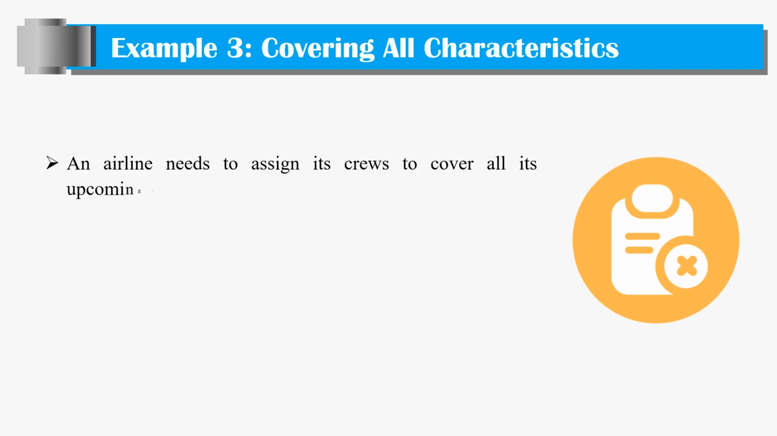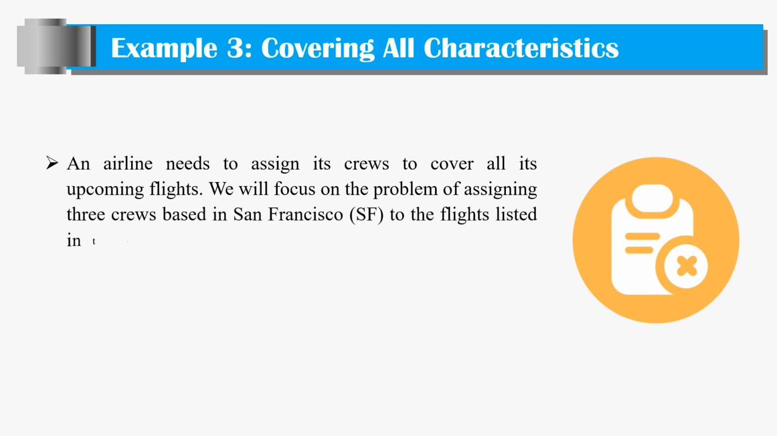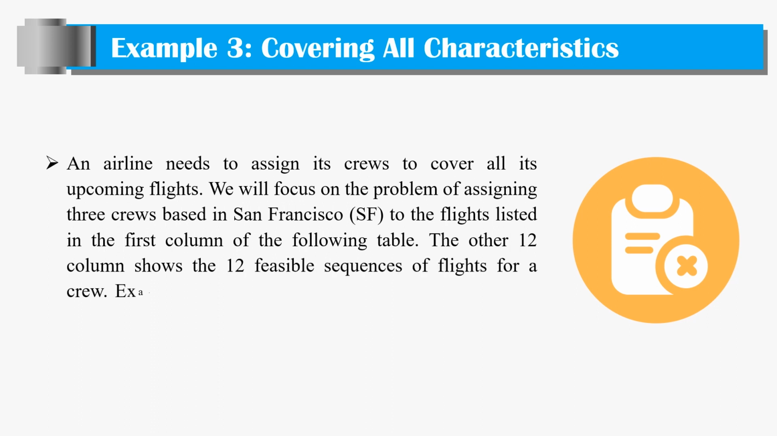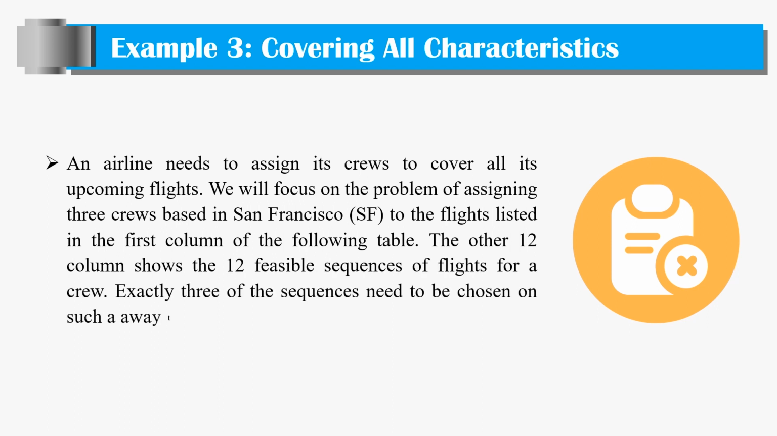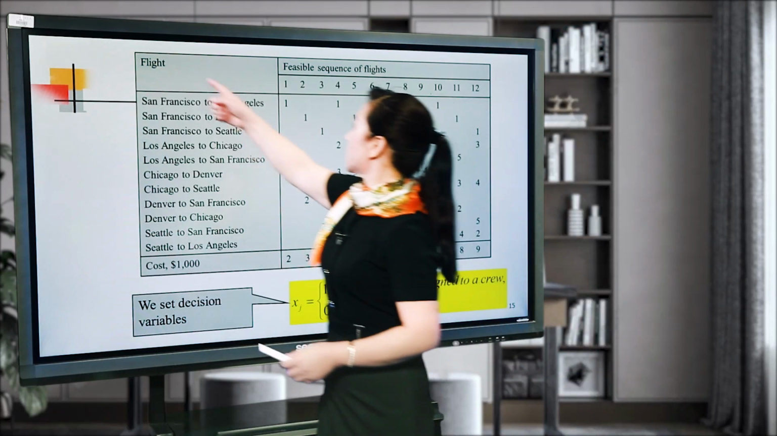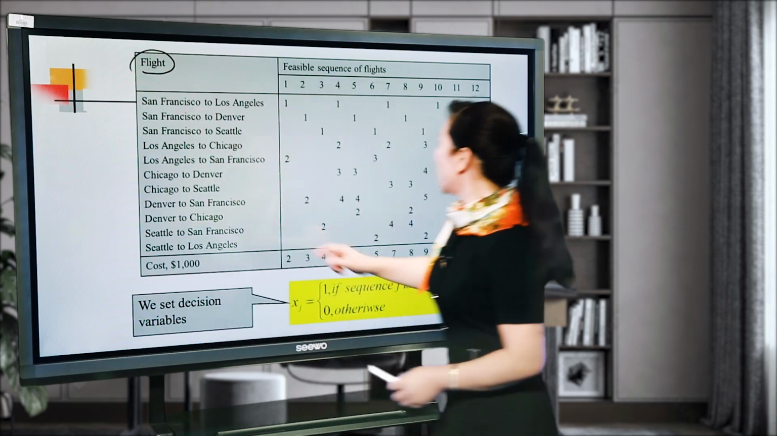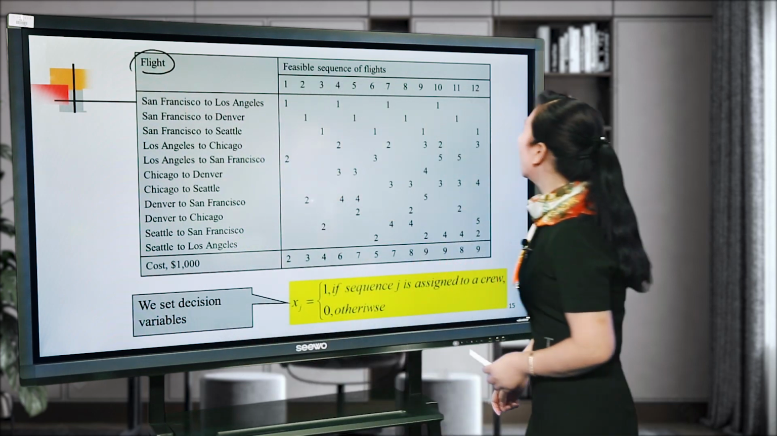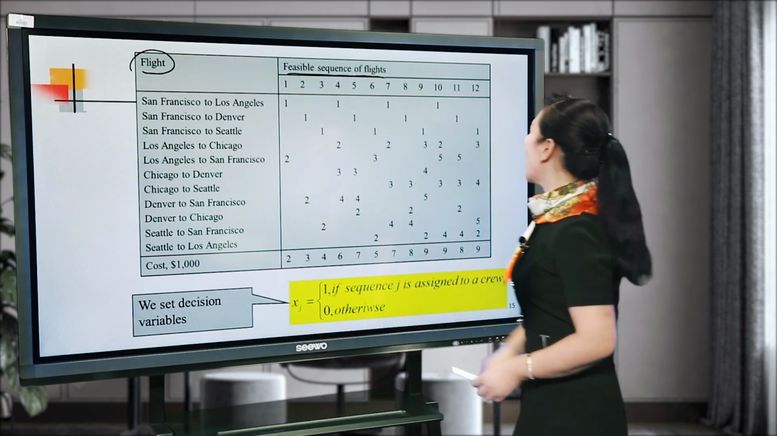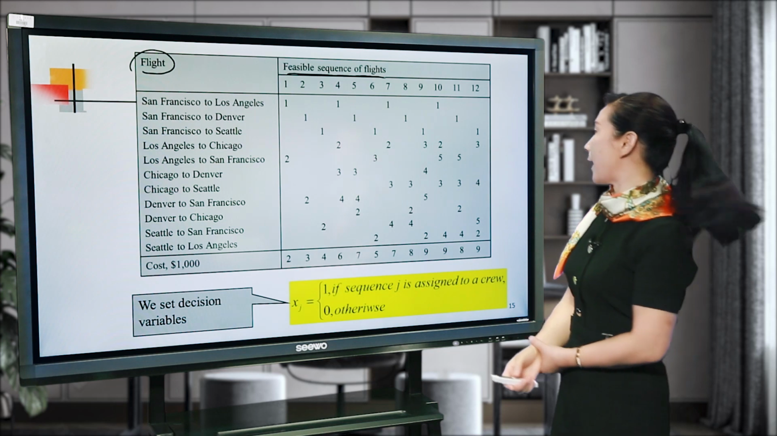An airline needs to assign 3 crews to cover all its upcoming flights. We will focus on the problem of assigning 3 crews based in San Francisco, to flights listed in the first column of the following table. In the following table, we noticed that these are the flights, and the total is 11 flights. And these are the feasible sequences of flights. And there are 12 feasible sequences of flights.